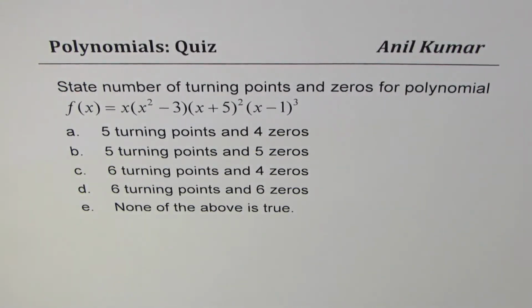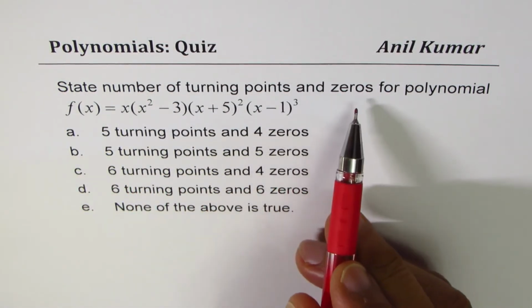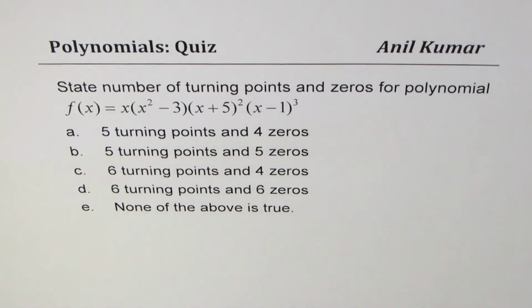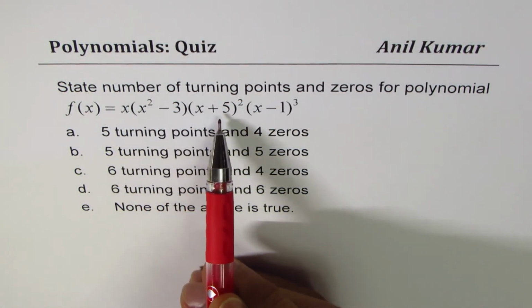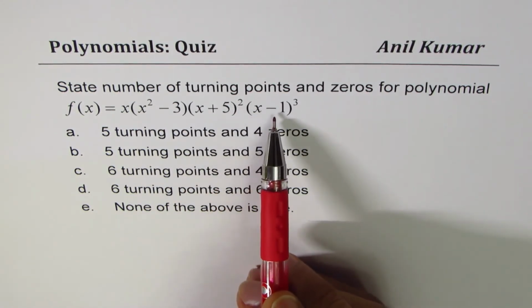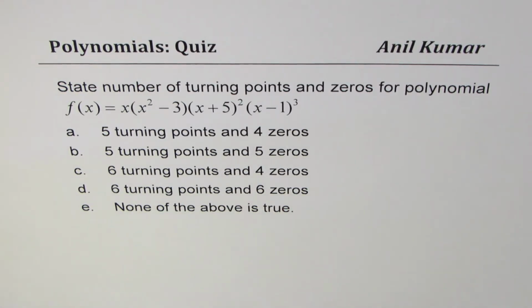question on polynomials. The question here is, state the number of turning points and zeros of the given polynomial. So we have x times (x squared minus 3) times (x plus 5) whole squared times (x minus 1) whole cubed, and that is the combination. I'd like you to sketch this polynomial to get the answer quickly, right? That'll be great. You could actually count also. Okay, so I hope you got your answer, and here is my solution.